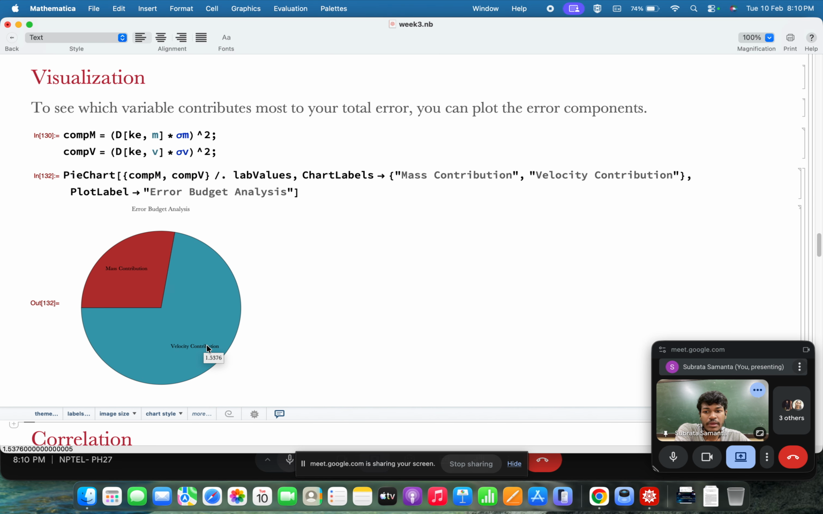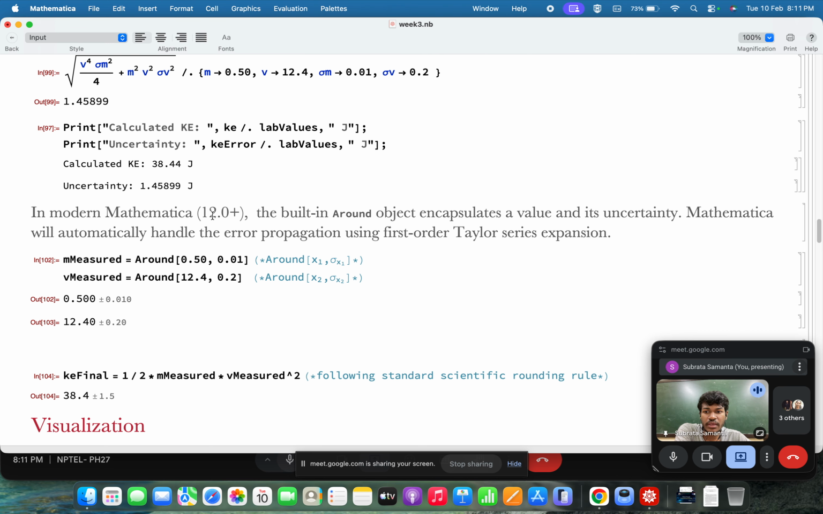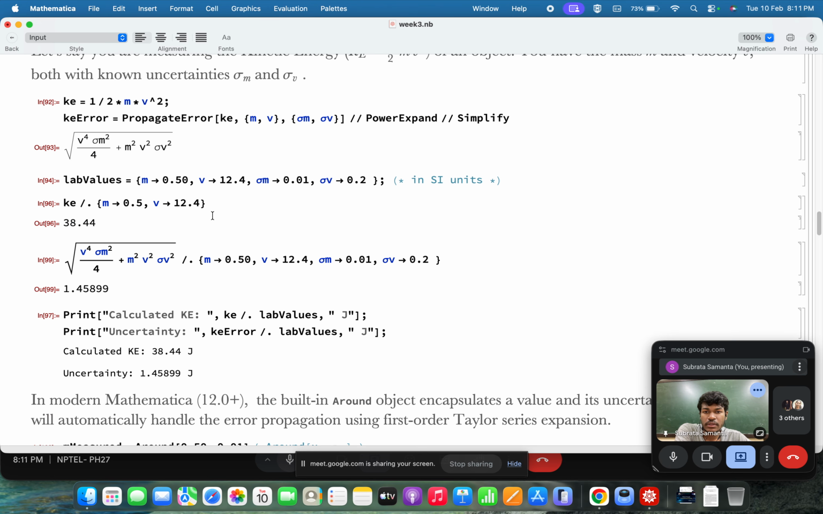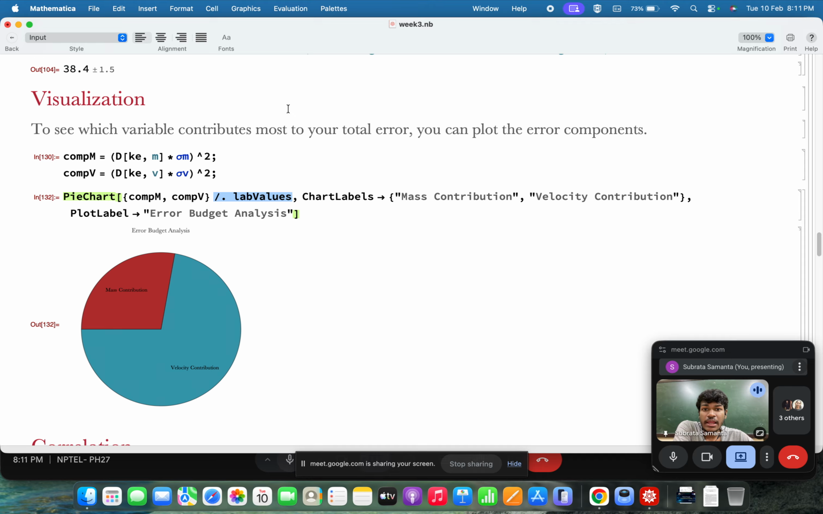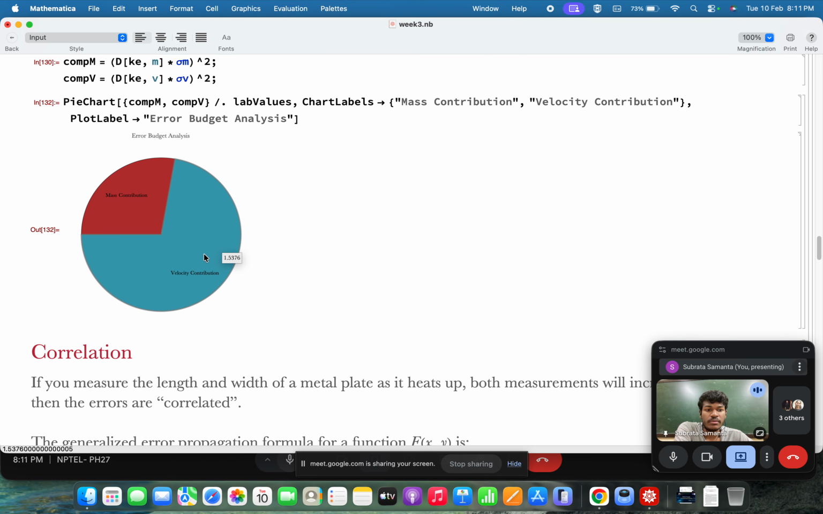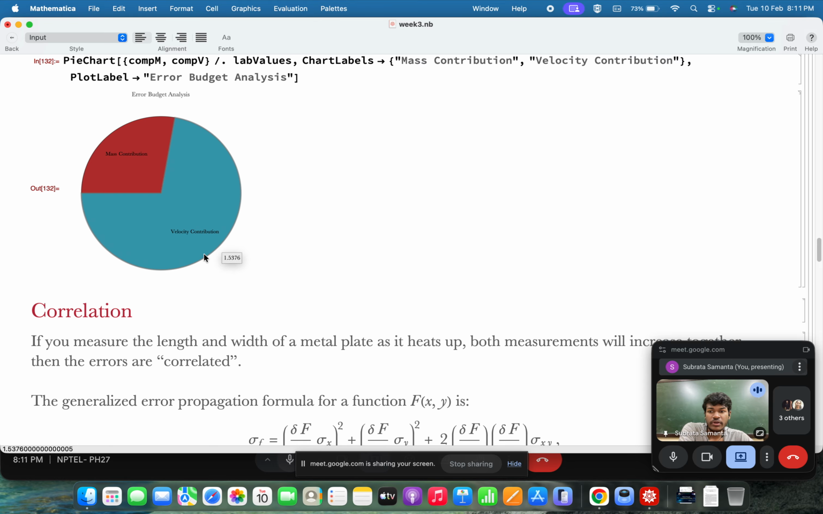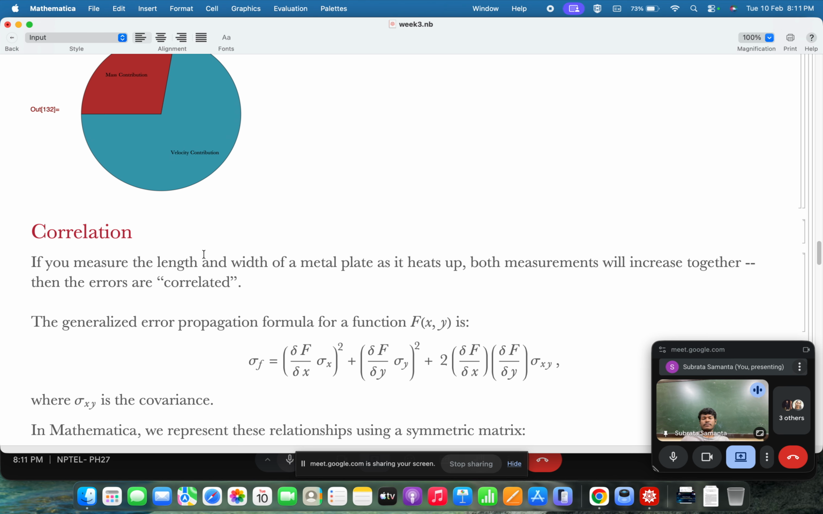We have two components and I calculate the pie chart. Showing the pie chart, you see the velocity contribution is much larger than the mass contribution, right? Because the velocity contribution has a large sigma v. If you see, your sigma v is 0.2. So I calculated at these values. That is why the contribution from sigma v is large and sigma m is small. So that is why I have a large contribution from the velocity, as expected, because I have a large uncertainty. Yeah, any questions?